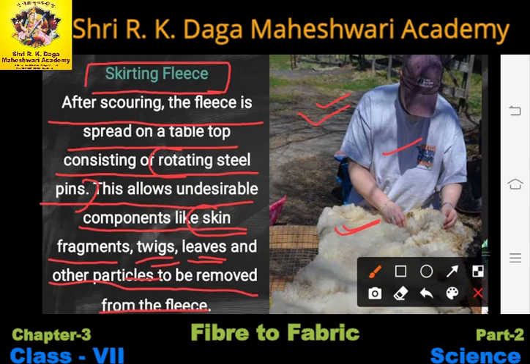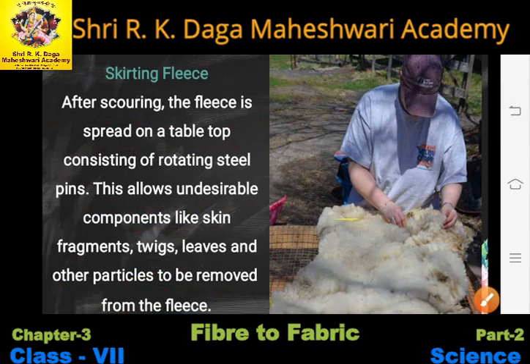Okay, so till now what we have done, we have removed the hairs from the body of the animals, then we have removed the undesirable materials from that. And what are those undesirable materials? The skin fragments, the twigs, the leaves, and the other particles are the unnecessary substances that we have removed.